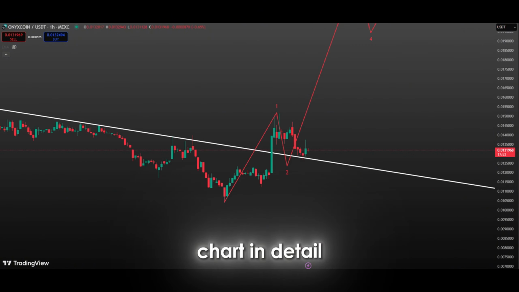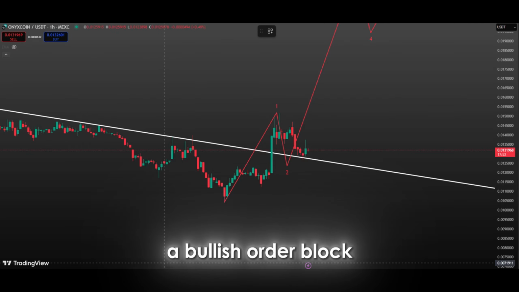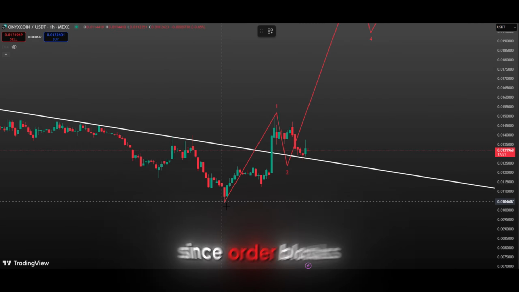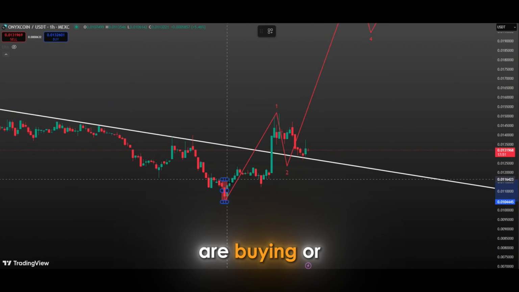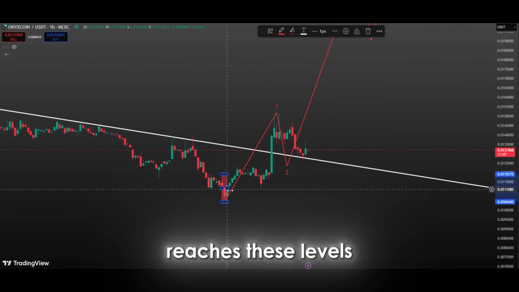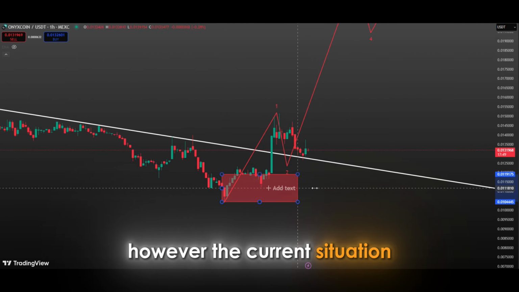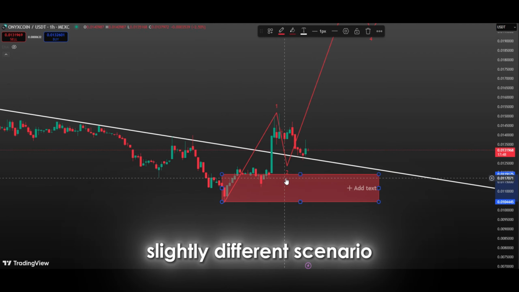Looking at the chart in detail, we can see that there is a bullish order block just below the price. Since order blocks are areas where big players are buying or selling strongly, there's a high probability of a reaction if the price reaches these levels. However, the current situation points to a slightly different scenario.